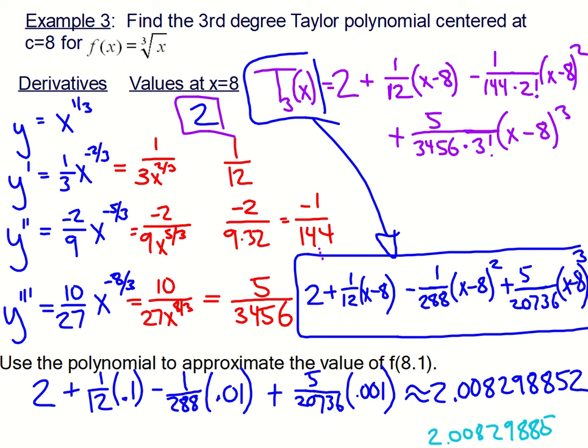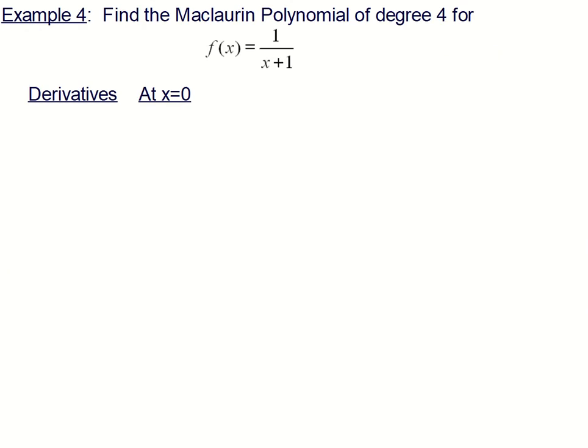All right, so one more example. We're going to look at the rational function, y equals 1 divided by x plus 1. And we're going to look for the 4th degree Maclaurin polynomial, which means it's centered at 0. So we're going to start by finding the derivatives.